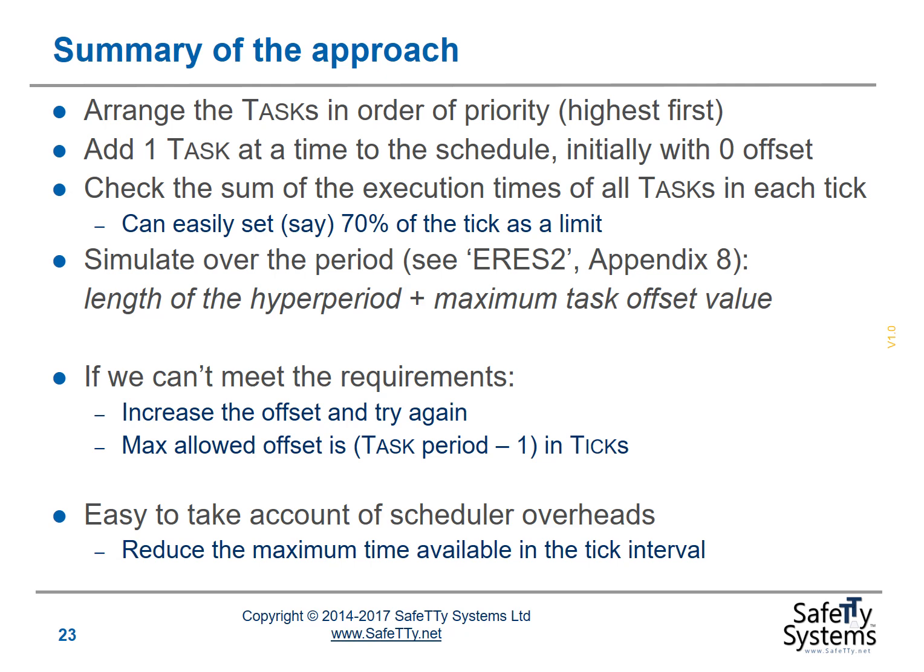If we meet our requirements, that's fine. If we can't meet the requirements, we increase the offset for the task and try again. The maximum allowed offset is the task period minus 1 in ticks for each task. If we can't meet this requirement for a particular task, then we're not going to be able to schedule this task set. It's easy to take account of the scheduler overheads in this kind of modeling process. We simply reduce the maximum time available in the tick interval in much the same way that we do to set a maximum CPU load limit up here in this algorithm.